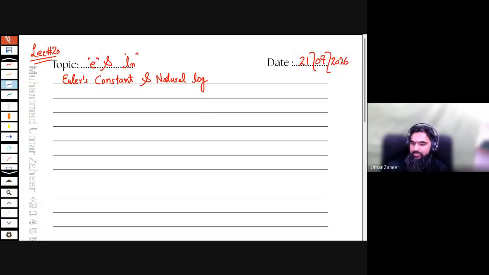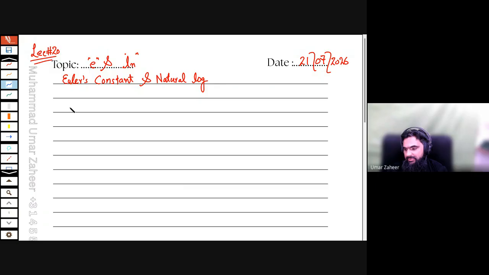So today we are going to move on to the next topic, and that is about e and ln. e means Euler's constant and ln means natural log. All right. e is basically a constant number, like you have a fixed value of pi, which is 3.14.